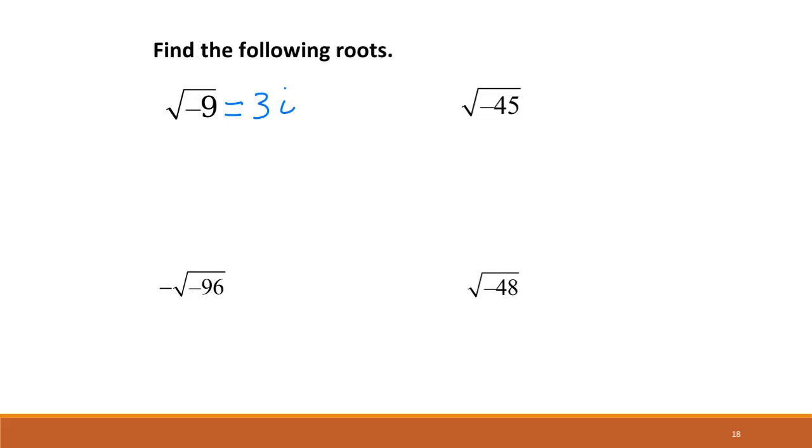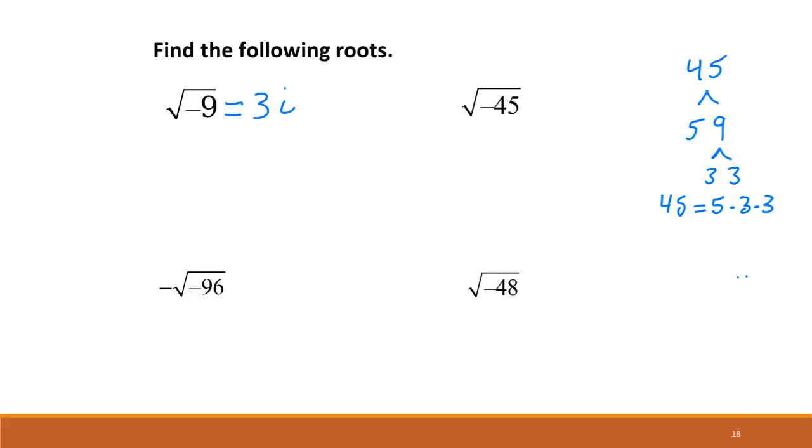On this next one, 45 is not a perfect square. So over here, I'm going to do what I call a factor tree to help me do the prime factorization. If I do the prime factorization of 45, 45 is divisible by 5. 5 goes into 45 9 times. And then 9 is divisible by 3. So my prime factorization of 45 is 5 times 3 times 3.